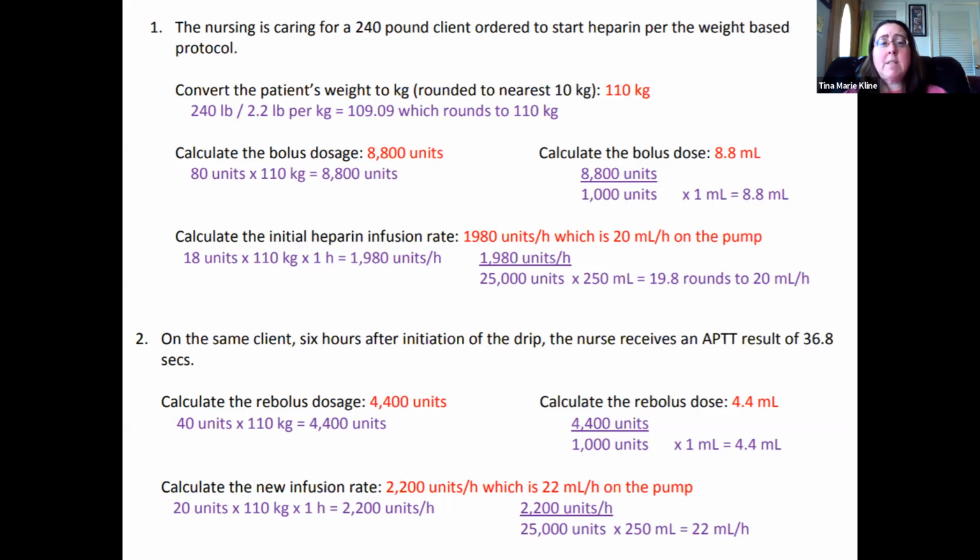So the 40 units times the 110 kilograms, that's where you get your rebolus dose, 4,400 units. When you calculate it out, it's 4.4 milliliters in the syringe.